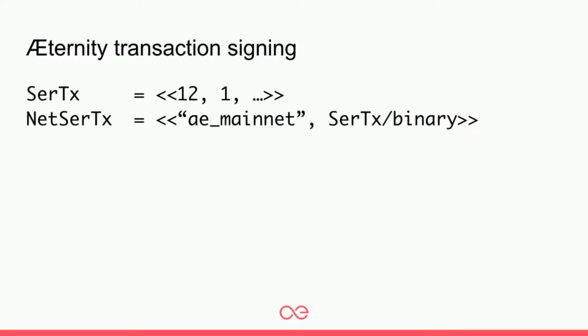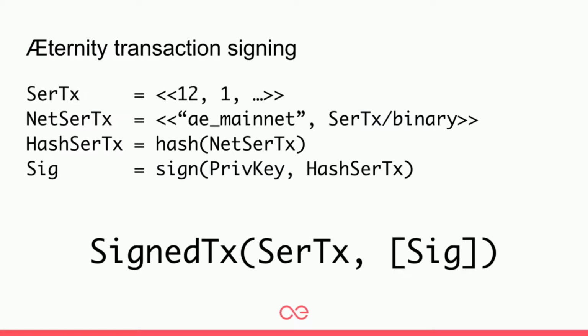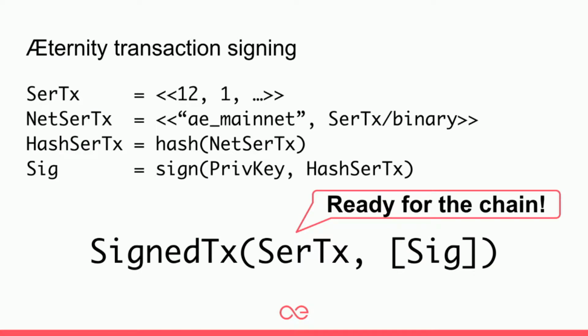We add the name of the network to the serialization. We hash it to get something that's of a fixed size, 32 bytes. And we sign that. So in some way we provide our private key, and we sign this byte array, and we get the signature. And in the end, we can now put together the actual transaction that's ready to go on chain. It's the serialized transaction, and then the signature of the hash of the serialized transaction plus the network name. And why is this good enough, or why is this how we do it?